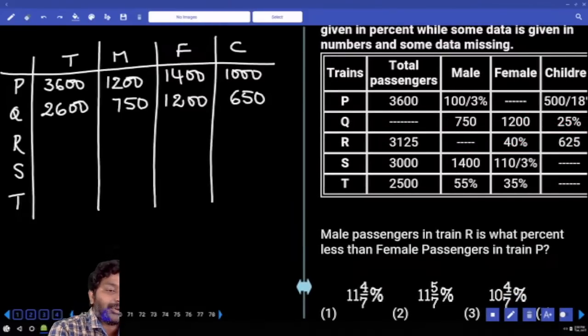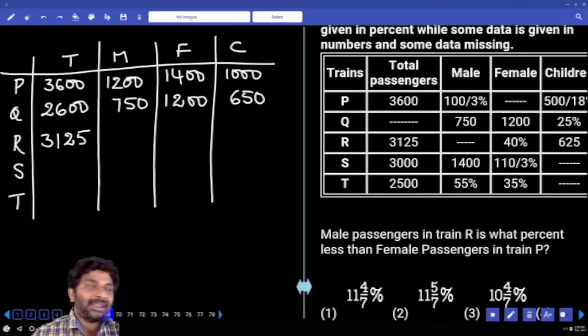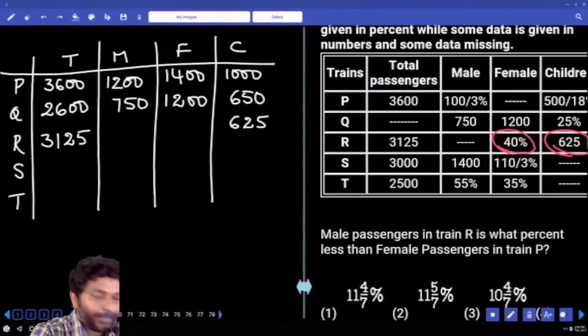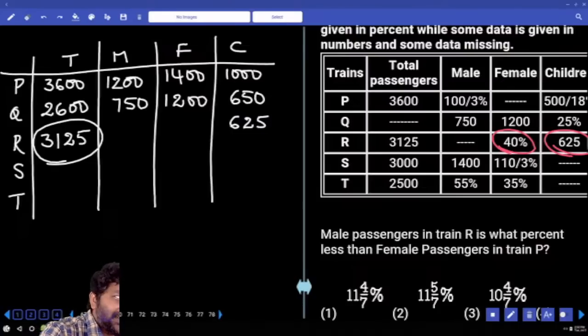Next, R total 3,125. You don't know how many male are there. Keep it aside. Female are 40%. Children are, let me first write children 625. And female percentage? How do you get 40%? 10%, double, again double, correct? What is 10%? 312.5, double, 625. We have seen 625 somewhere, right? What is that? Children. That means children are 20%.